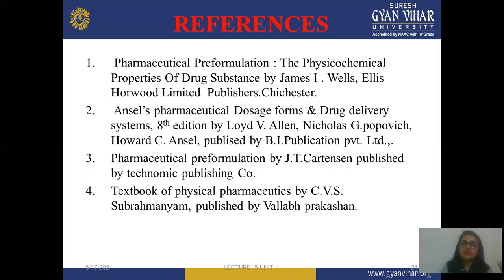These are the references. In the first reference, Pharmaceutical Preformulation: The Physical Pharmaceutical Property of a Drug Substance by James I. Wells, published by Ellis Horwood Limited, and Pharmaceutical Dosage Forms and Drug Delivery Systems, 8th edition by Loyd V. Allen, Nicholas G. Popovich, Howard C. Ansel, published by B.I. Publications Pvt Ltd. Third is Pharmaceutical Preformulation by J.T. Carstensen, published by Technomic Publishing Co. And fourth is Textbook of Physical Pharmaceutics by Sureshkumar, published by Prakash. These are all good books.